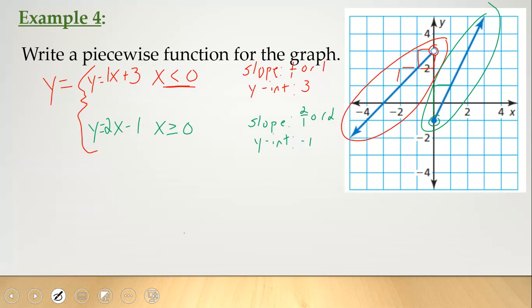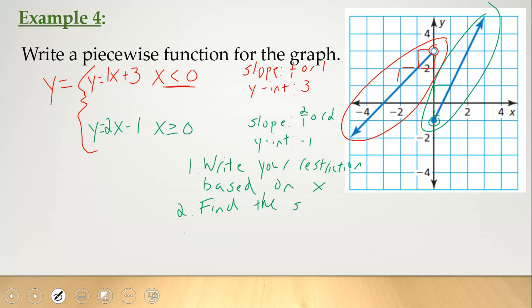So when you're dealing with these problems, step 1, write your restriction. That's the right side. So you're going to write your restriction based on x, based on the domain. Then you're going to find the slope and the y-intercept. And you're going to write in y equals mx plus b form for each part.